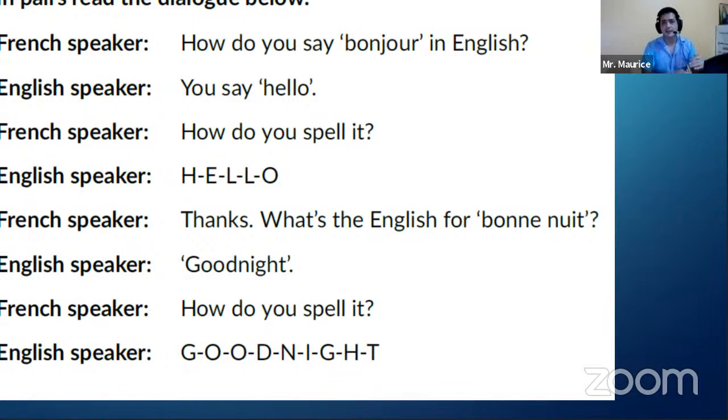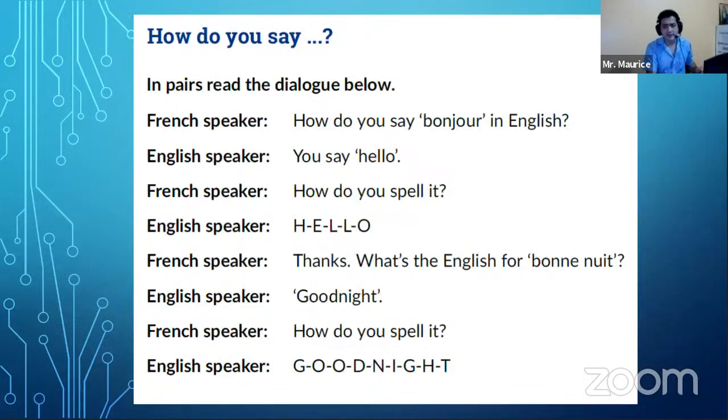This is the question. Si aún no entendemos, utilizamos la segunda. How do you spell it? ¿Cómo lo deletreas? How do you spell it? La tercera es, what's the English for? ¿Cuál es la palabra en inglés? What's the English for? What is the English for lápiz? Okay, good.